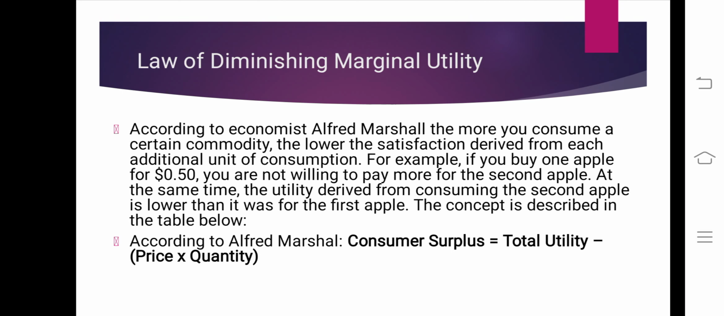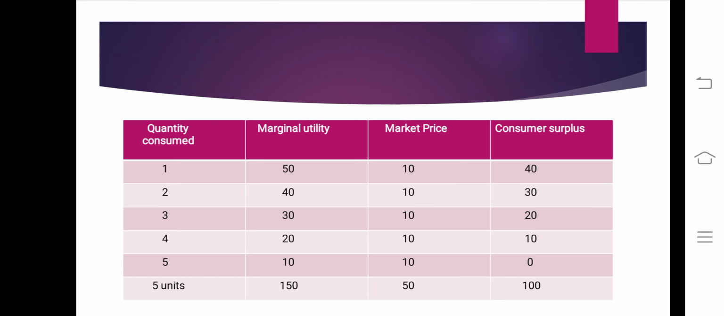I'll be going to discuss that with you. And also, as I said, the consumer surplus is nothing but utility minus price into quantity. As I said, I'll be showing you the table. This is the table. Here you can see there are four columns: the quantity consumed, marginal utility, market price, and consumer surplus. Here there are 5 units. The marginal utility for each unit varies, but the total is 150, whereas the market price is stable, that is 10 rupees.